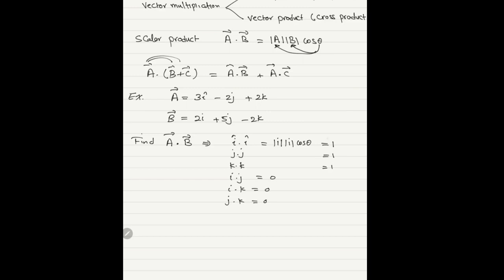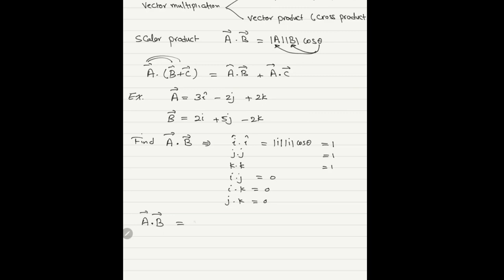So in this case, when you take the scalar product of vector A with vector B, we only multiply i with i, j with j, k with k. No need to multiply things together here. So A dot B, again, the answer is a scalar quantity.